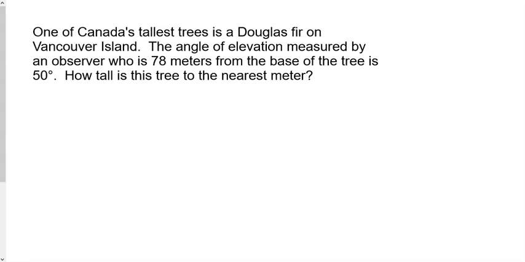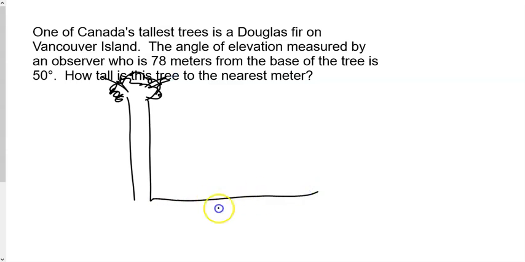One of Canada's tallest trees is the Douglas fir on Vancouver Island. The angle of elevation measured by an observer who is 78 meters from the base. So here's our tree again. That doesn't look like a fir tree, but whatever. Okay, there's our tree. The person is 78 meters from the tree. And this angle is 50 degrees. How tall is the tree? Well, I guess I should have drawn it up to the top of the tree, but good enough.